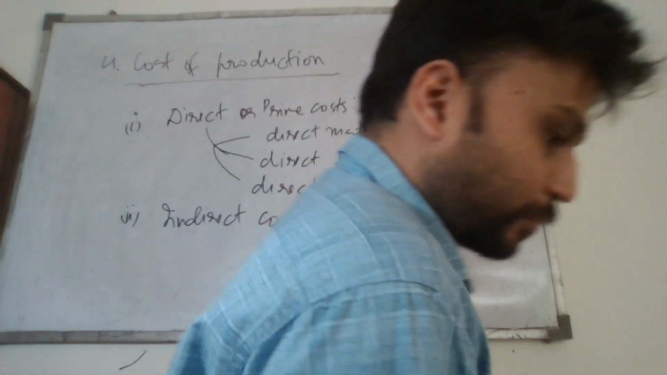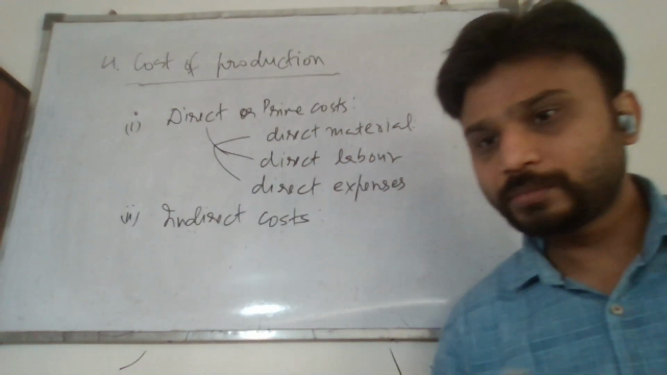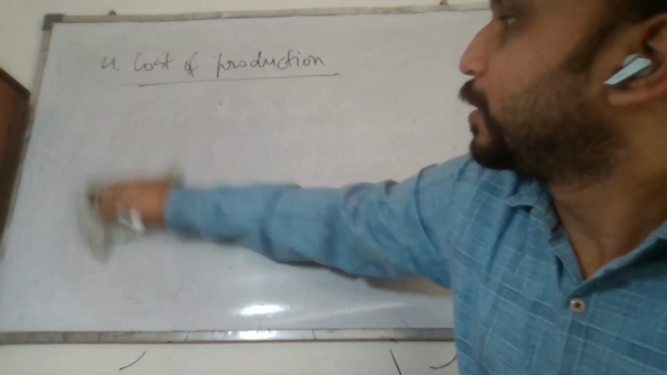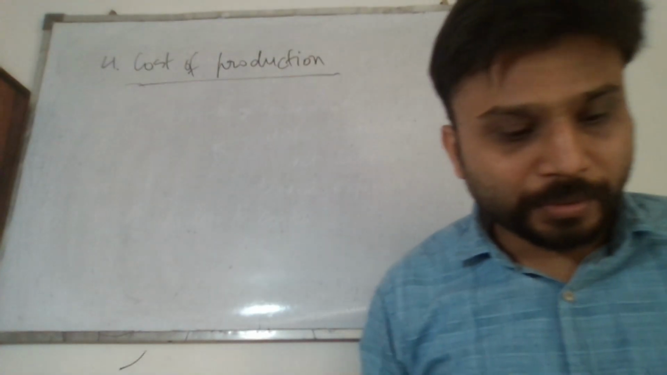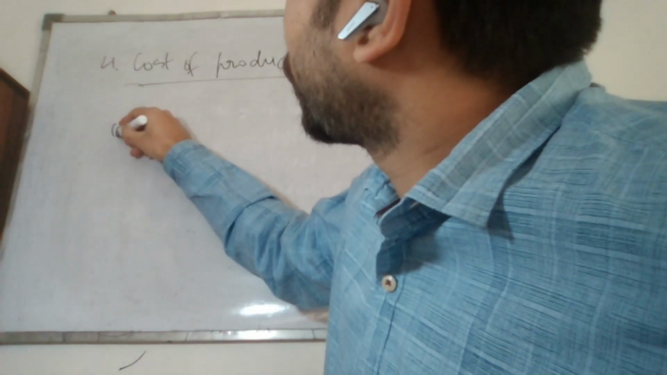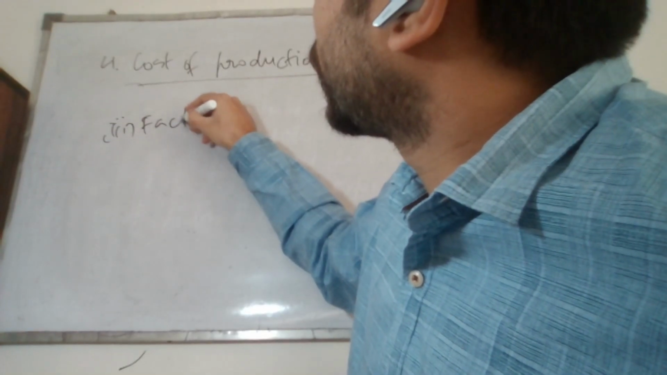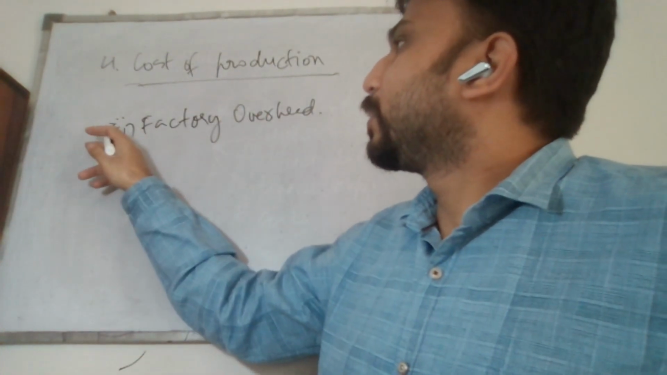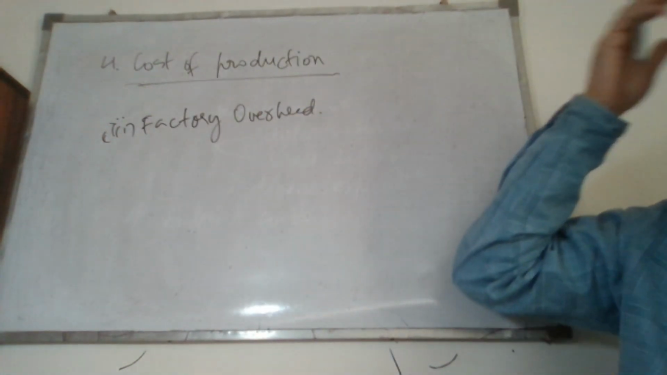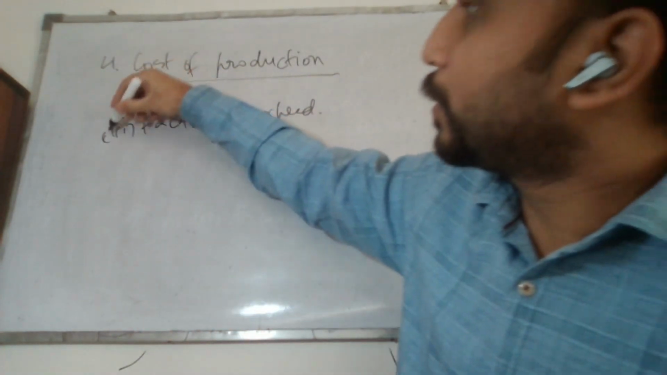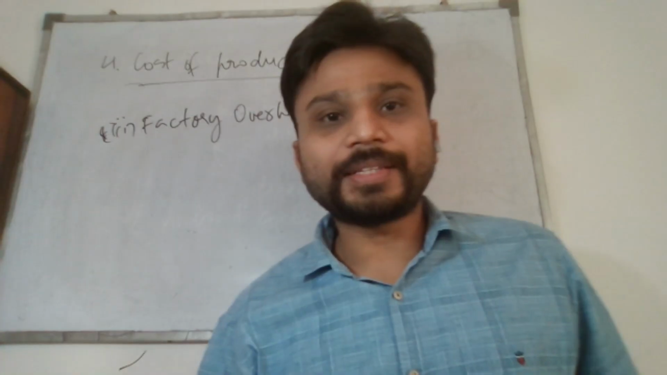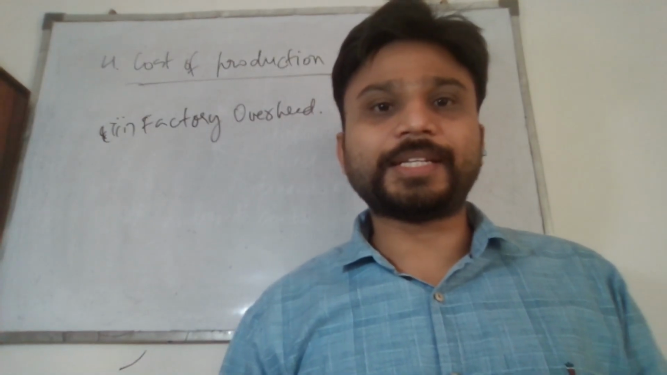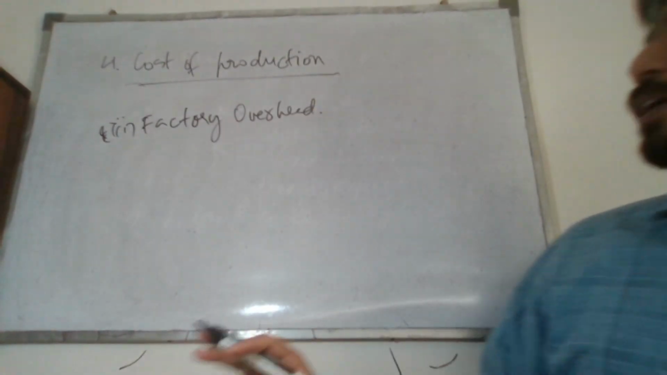Next, we talk about factory overhead. Factory overhead means basically all the costs which are used in maintaining the facility, right? We have to maintain the facility as well. We have to develop our facility as well. All this is part of the factory overhead.